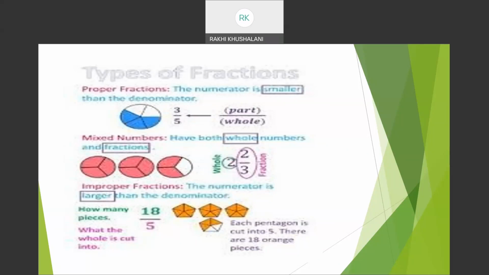So what is this combination? This is one whole, and half is a fraction, right? Or I can say I took two whole chocolates and 3/4 of the third chocolate. So basically, how many chocolates did I eat? 2 plus 3/4, that is 2 3/4.